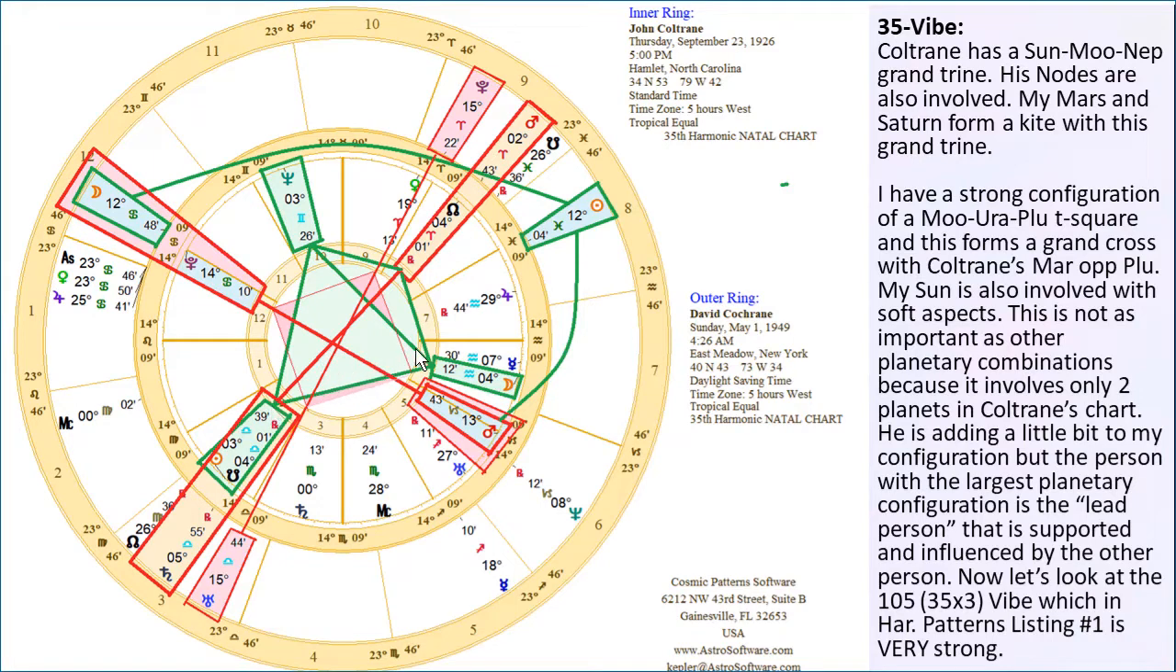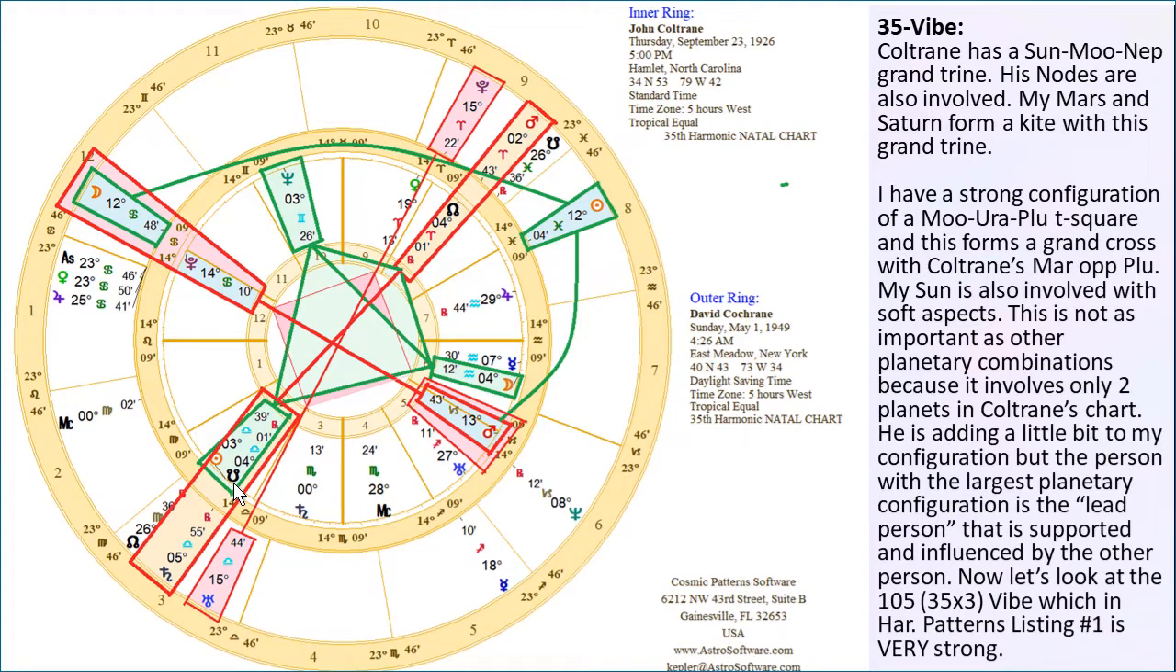Let's look at Coltrane's grand trine, this green triangle in the center. This grand trine connects with my Mars and Saturn. So my Mars and Saturn make a kite. See that kite? So the grand trine of Coltrane with his node and my Mars opposition Saturn makes a kite.